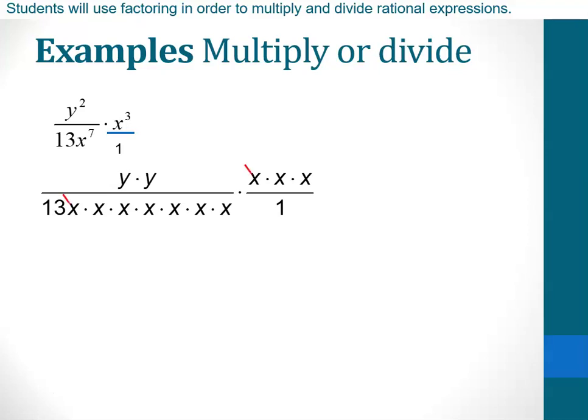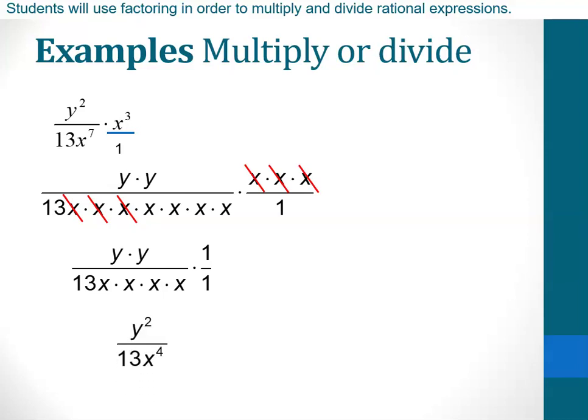So take out my little red pen. I can cancel that x, and that x. Is there anything else that can be canceled? No. So what's left on top? Well, on top I have left y times y, which is y squared. On the bottom, the denominator, I have 13 times x times x times x times x. So I have y squared over 13x to the 4th.